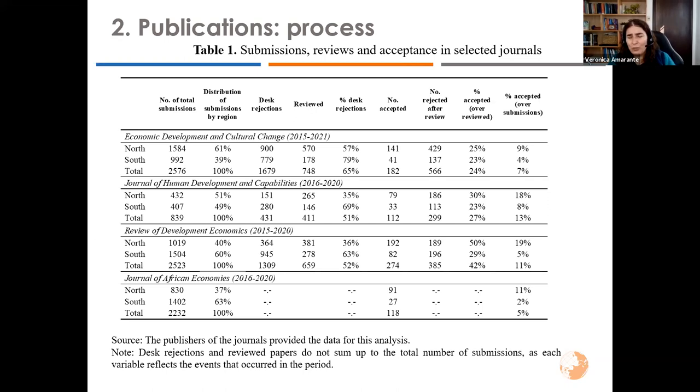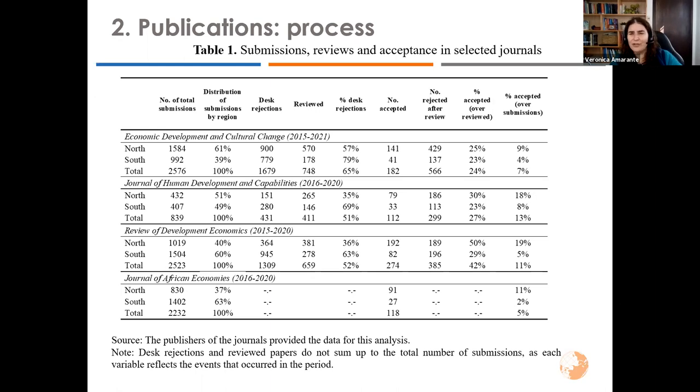Then once papers get reviewed, we have the percentage of accepted papers. For example, in the Economic Development and Cultural Change, we really do not get high differences. Around 25% or 23% of reviewed articles are accepted. In the other two journals, we get a higher difference. We get an acceptance rate of 30% for northern researchers and 23% for southern in the Journal of Human Development and Capabilities, and an even higher difference in the Review of Development Economics.